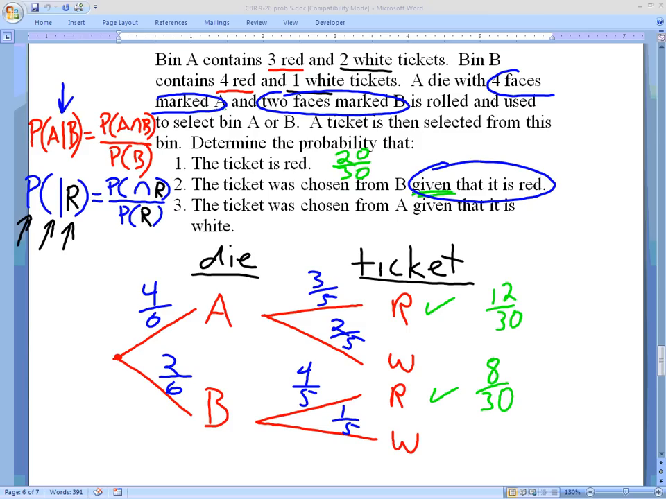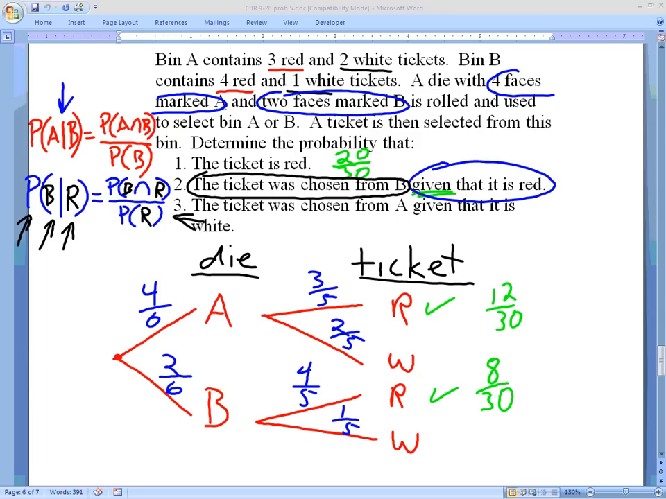That's what this statement is saying now. Now I look back at the rest of the problem. It says the ticket was chosen from B. So in all my remaining spaces, I'm going to put a B in. So now this final formula here in blue and black says the probability of B given that it was red, or the probability that it came from B given that it was red, is equal to the probability of coming from B and being red divided by the probability of just being red. It seems like a lot, but really all we are doing is dividing two numbers.